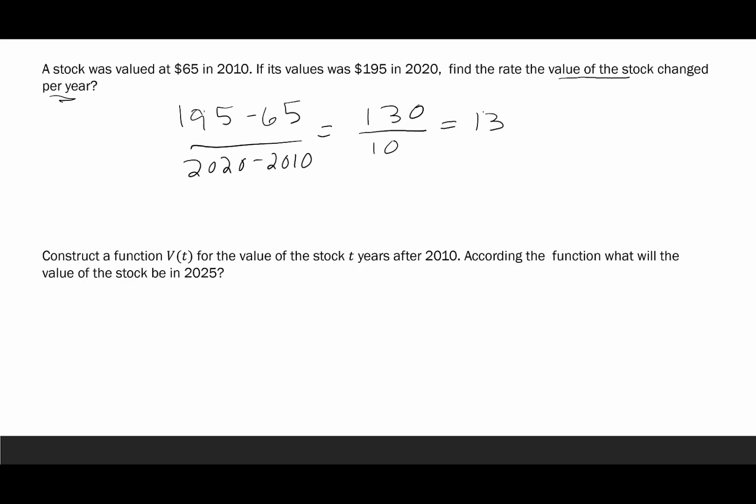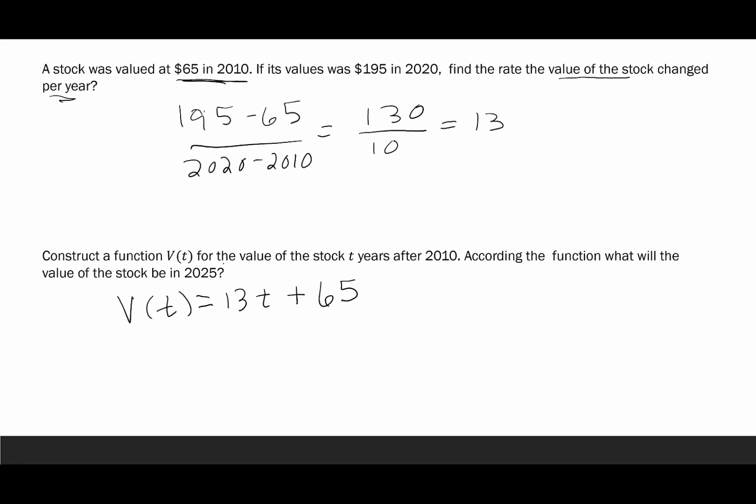Now we're going to construct a function v of t for the value of the stock t years after 2010. And then according to that function, we want to find the value of the stock in 2025. So our v of t, we go back and take the 13 that we said the value of the stock changed per year, multiply it by t, and then we add the initial value, which is the value of the stock in 2010. So we're going to add 65.